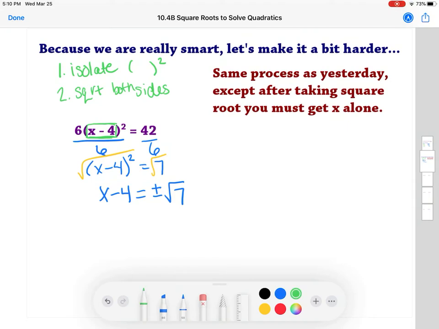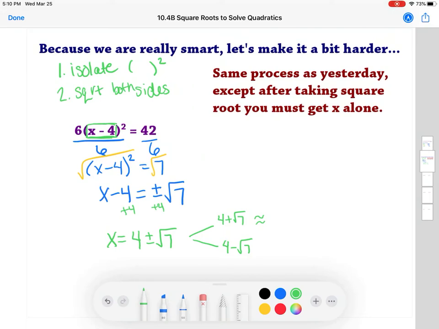Now, we all know, because we're good algebra students, that this x has to be all by itself. All right? And in order to get x all by itself there, we have to add 4 to both sides. Okay, so our answers are going to look a little bit crazy here. Now, that plus 4, I like to put it out front. So we have 4 plus or minus the square root of 7. That actually means we have 2 different decimal answers. We have one that is 4 plus root 7, and we have a second one that is 4 minus root 7.